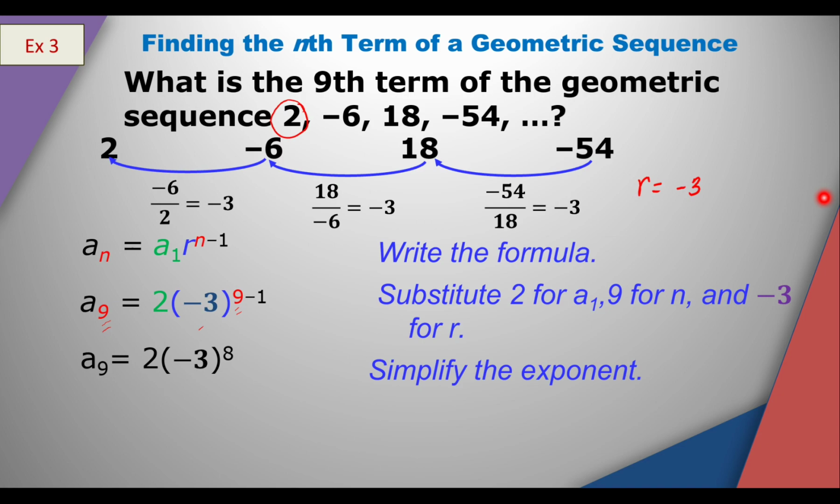Then we continue the operation. We now have to raise negative 3 to 8. And remember that when you raise a negative to an even exponent, you will come up with positive. So, negative 3, you raise that to 8. Then you multiply that by 2. You will now arrive at the answer, which is equivalent to 13,122.